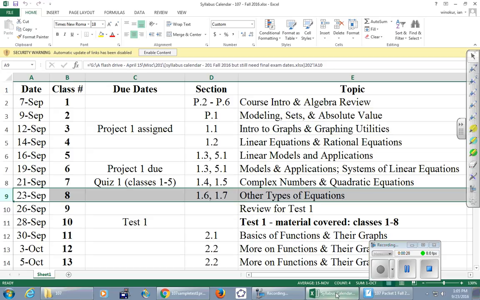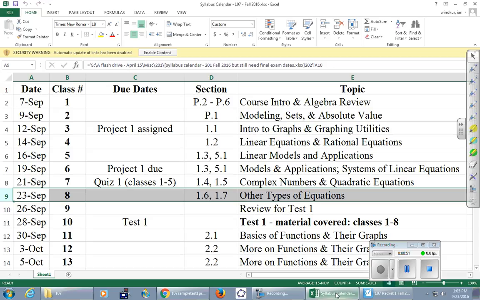Just looking ahead, we can see that Monday is our review day for test number 1. I don't have any agenda for that day. You're just going to come in and work on practice problems. Our very first test of the semester is coming up Wednesday. It is on all of the material, classes 1 through 8. That is everything from the first day through the end of today. Okay, end of today is the end of the material for the test.